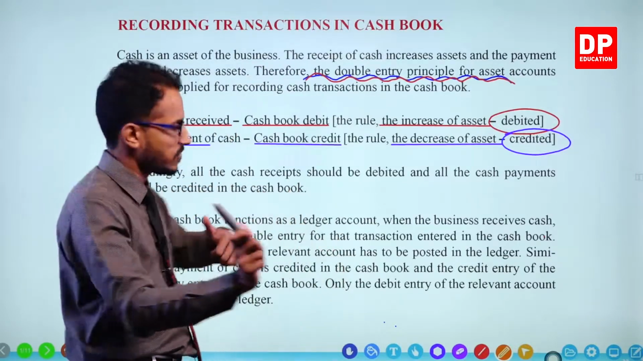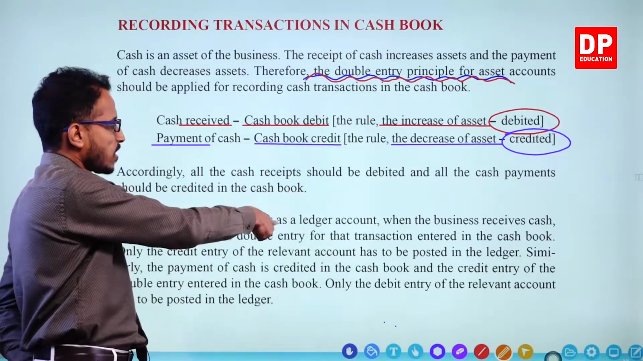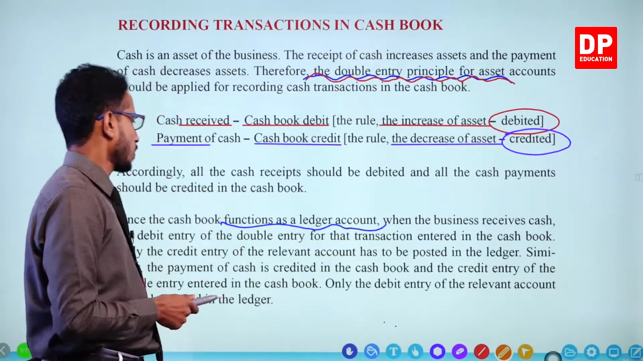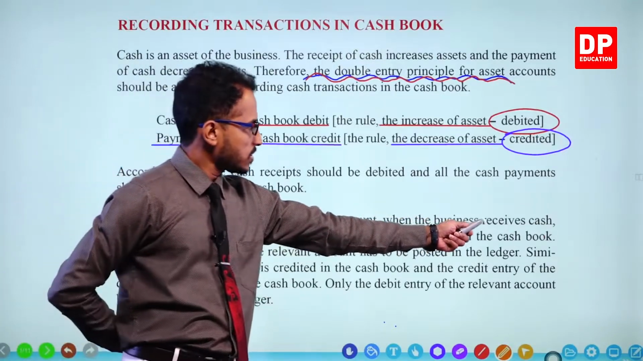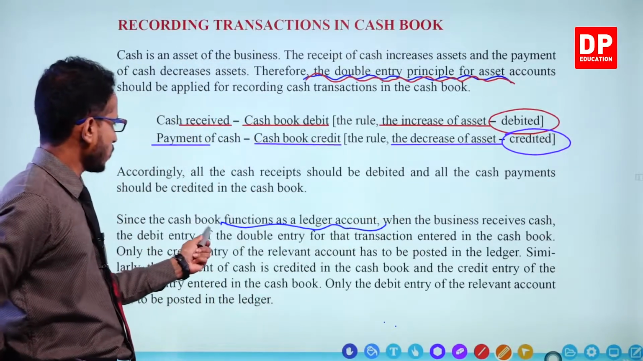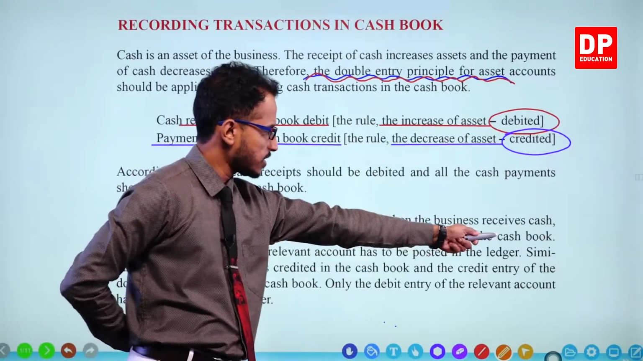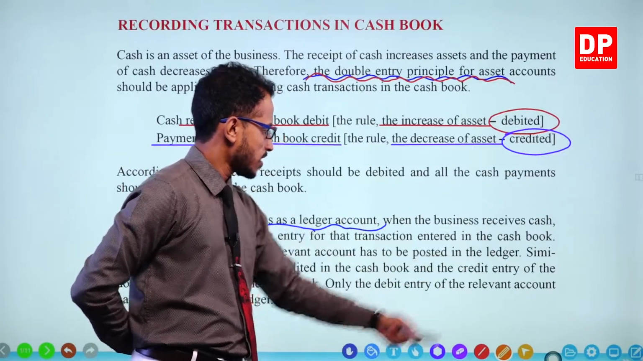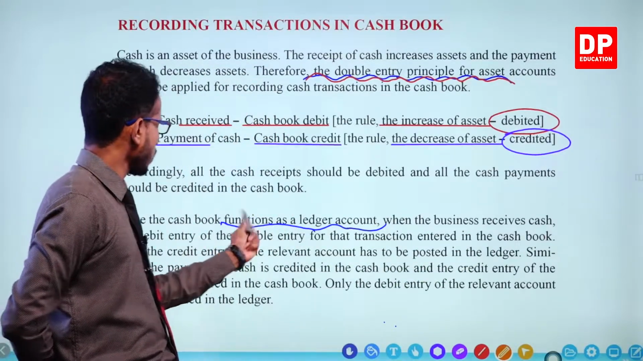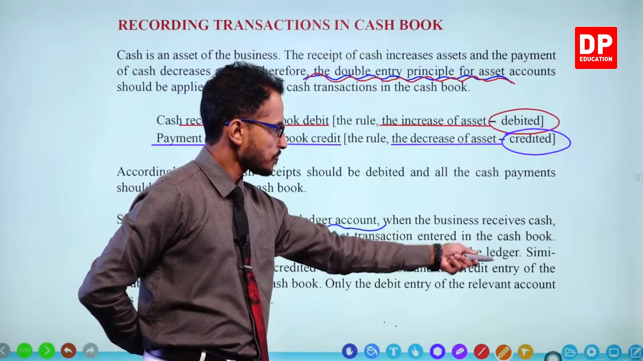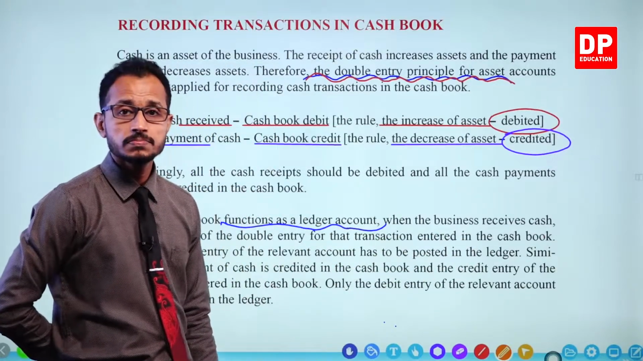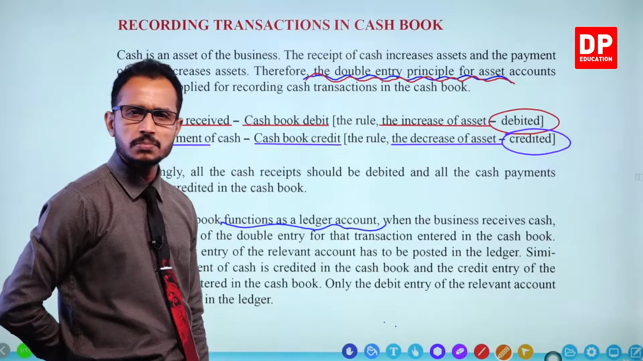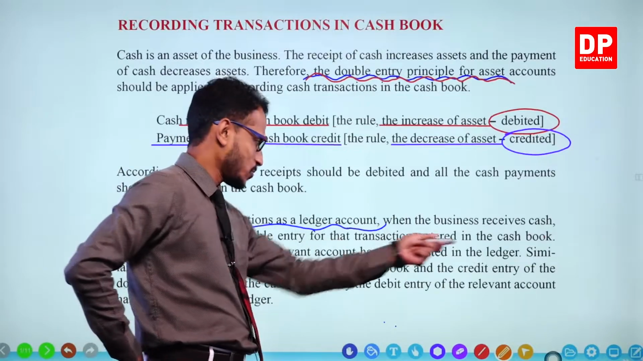Okay, here we go. Since the cash book functions as a ledger account, when the business receives cash, the debit entry of the double entry is entered in the cash book. Only the credit entry of the transaction has to be posted into the relevant ledger account. I remember saying something like this in the previous session. I told you this, children.